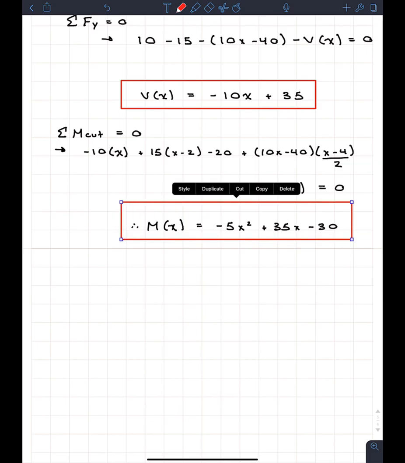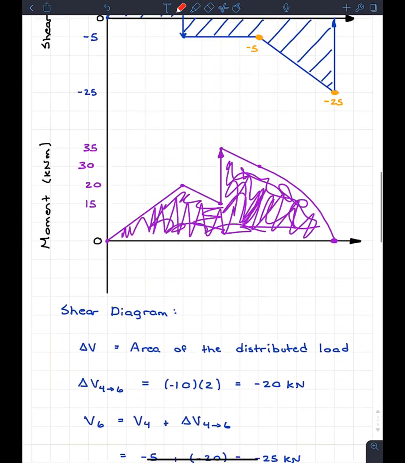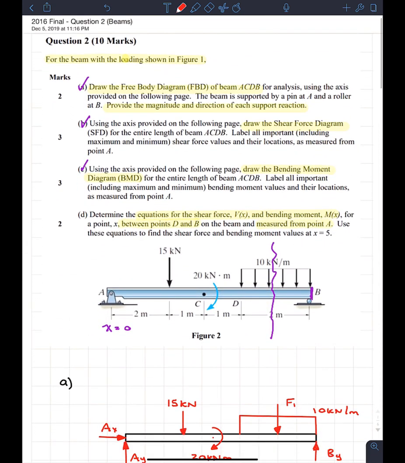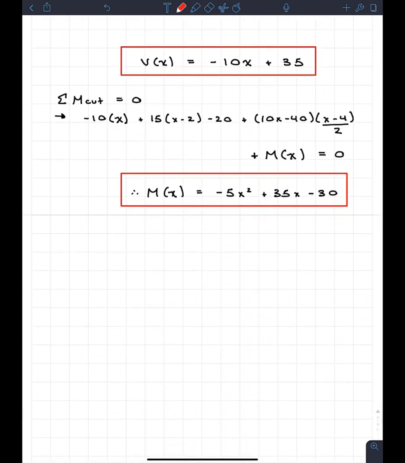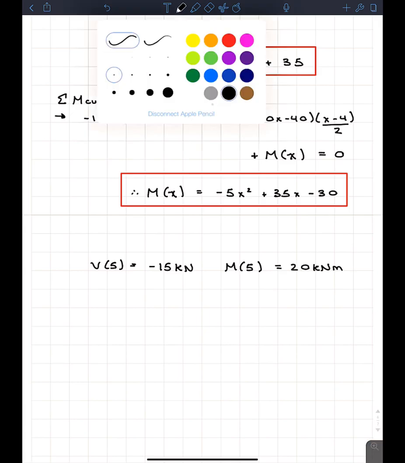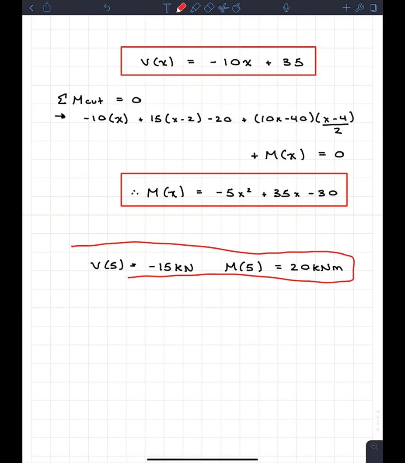But we're not done yet, because if we look at the question, it wants us to determine those equations. But at the very end, which a lot of students will miss, because after they find the equations they go, that was a lot of work, that must be it, it wants us to find the shear and bending moment at x equals 5 using these equations. This is always very easy, because once you have the equations, all you have to do is sub in the value x equals 5. So when we put in V of 5, we get negative 15 kilonewtons. Then we put 5 into the moment equation, and we get 20 kilonewton meters. So now we're done with the question. We can box this because it's our final answer.